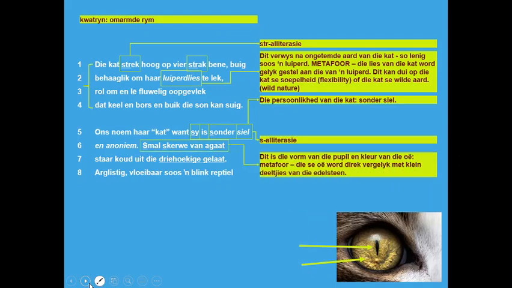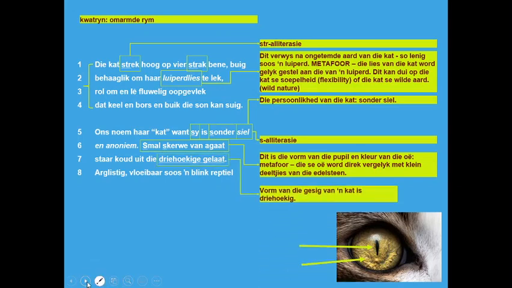Smal skrewe van haar gaat refers to the form or the shape of the cat's pupil, die vorm van die kat se pupil, en die kleur van die kat se oë, the color of the cat's eyes. Die kat se oë word direk vergelyk met klein deeltjies van die edelsteen. So the cat's eye is then directly compared to the small parts of the gemstone, basically. Also remember, we are saying here that it's directly translated, which means that it is a metaphor, the same as with luipertlies. Goed.